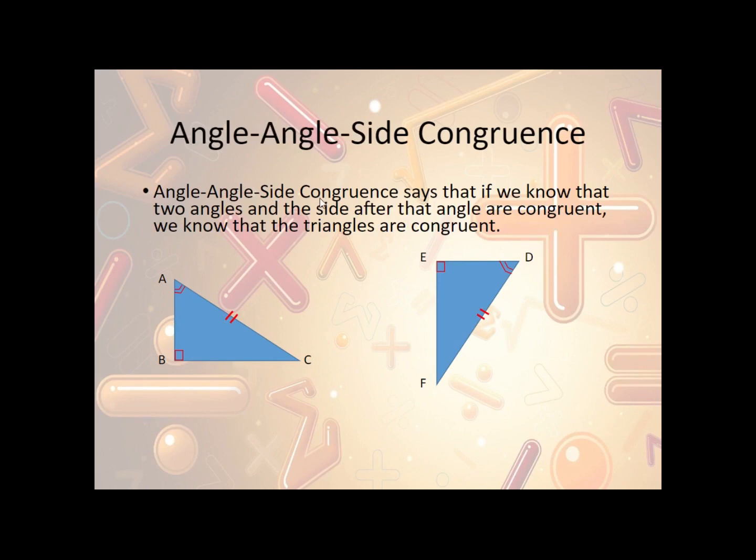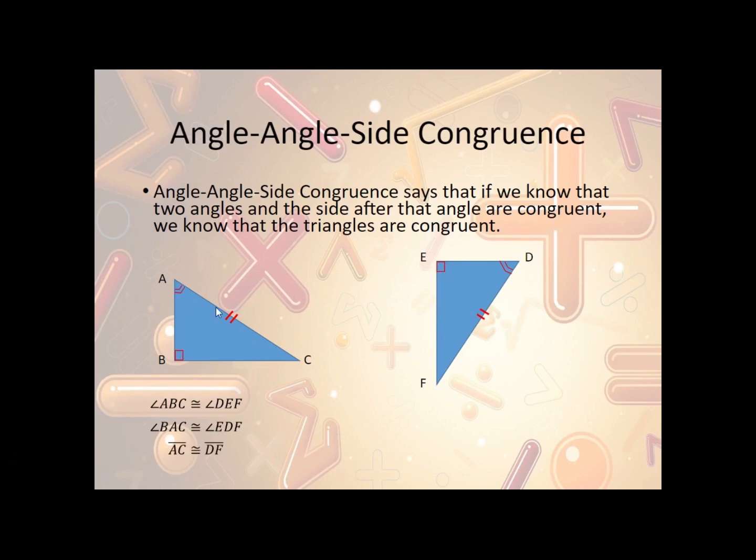So this says that if we know two angles and then the side after those two angles, then we know that the triangles are congruent. So here we have angle ABC is congruent to angle DEF. We have angle BAC is congruent to angle EDF. And we have side AC is congruent to side DF.